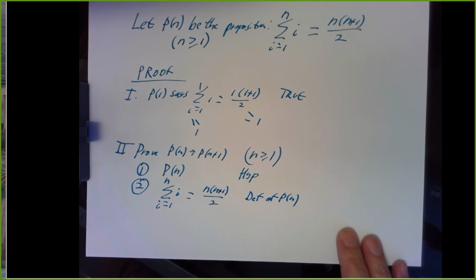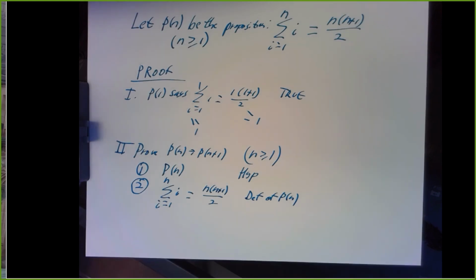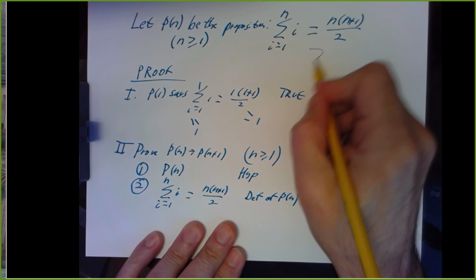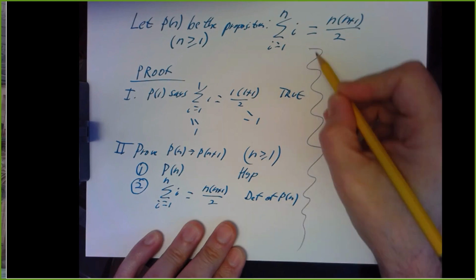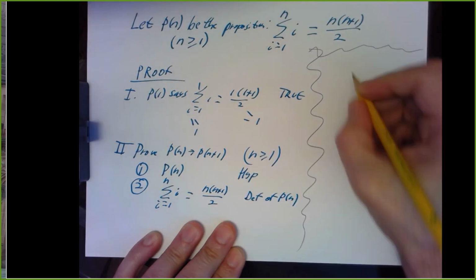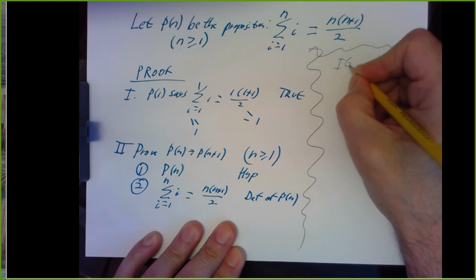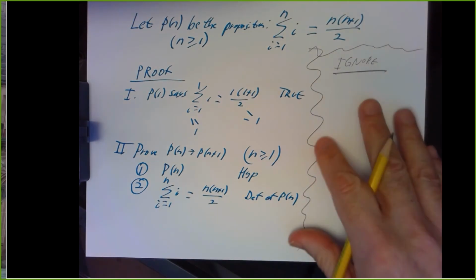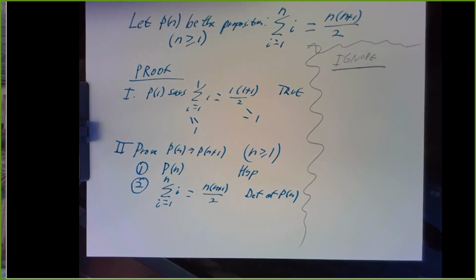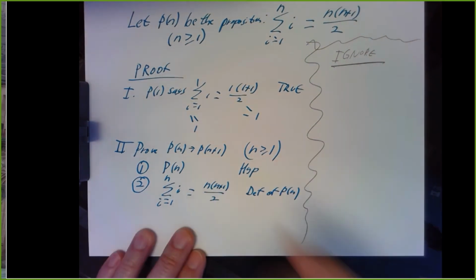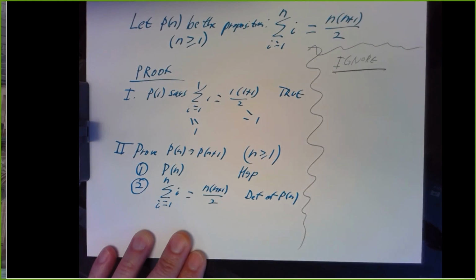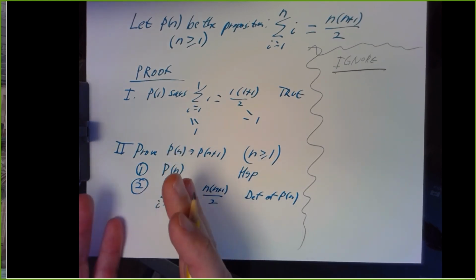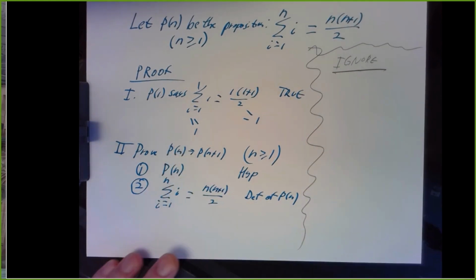Now this is where we want to do our ignore section. So I'm going to mark a clearly delineated area, which says ignore. Anything I put in here, you won't lose points for. I won't consider this to be part of the proof. On the other hand, anything that you want to be part of the proof, you have to put over here, not in the ignore area.